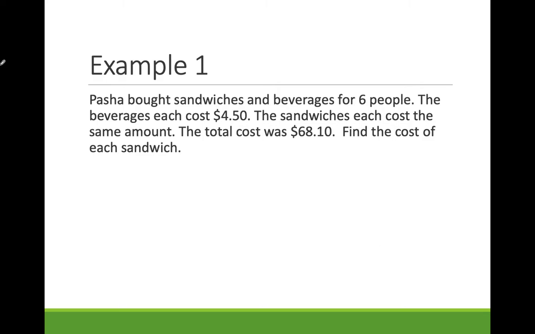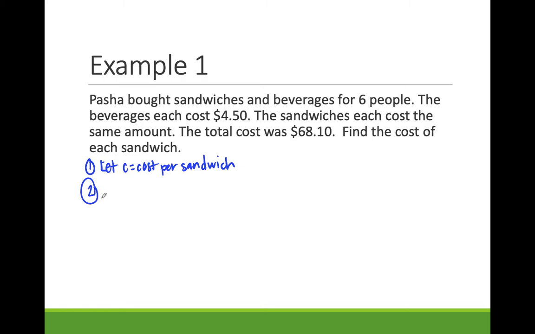So the first thing we want to do is write a let statement saying let C equal the cost per sandwich. Make sure you don't just write cost. I want to know specifically, since we have different items in this problem, that C is the cost of a sandwich. So that's step 1, write our let statement. Step 2 is our equation.